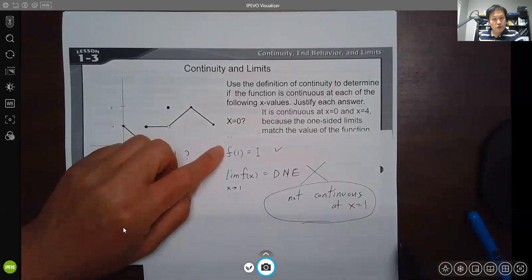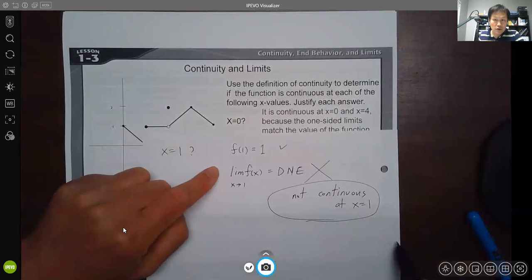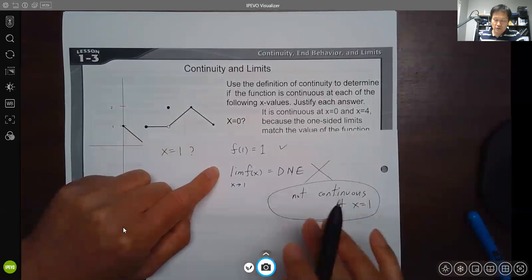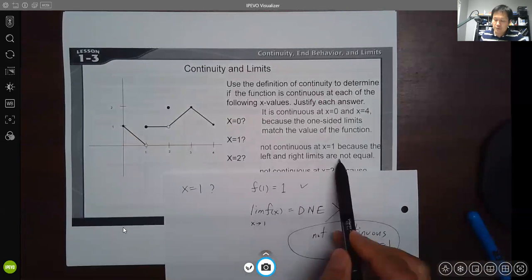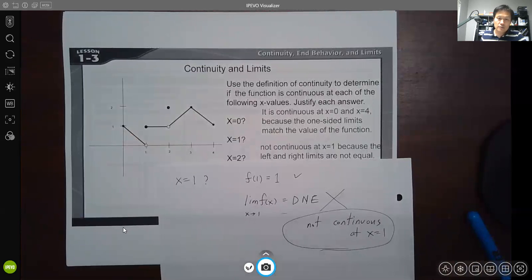So I did the first condition. I was doing the second condition, busted. Right then, you just stop right there. Not continuous, because the left-hand and right-hand limits don't match. So the limit does not exist.